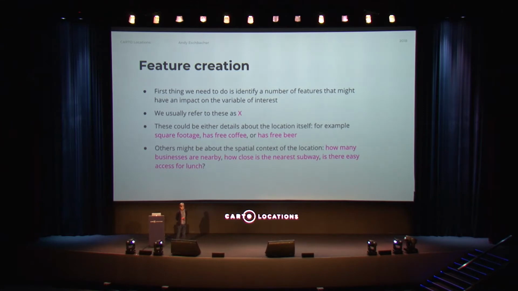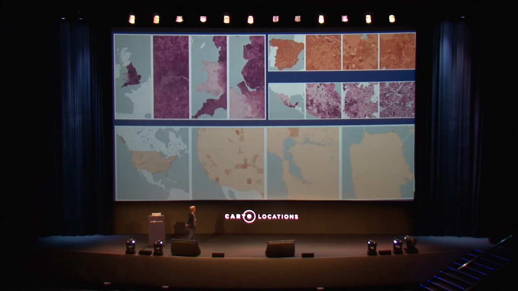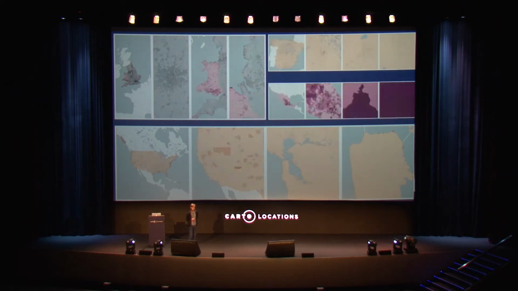How many businesses are nearby? How close is this to the nearest subway? Is there easy access for lunch? So the example here is very much a site selection sort of example. Picking features can be very hard depending on what you're looking at.